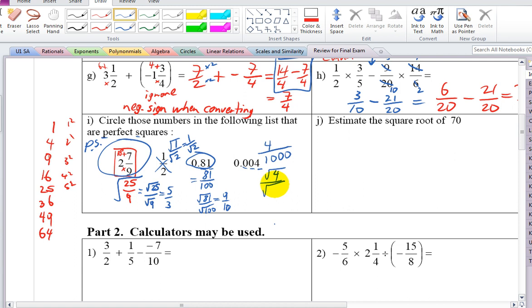No, that's actually 10,000. Okay, so this would be 2 over root 1,000. So it's not a perfect square. If that was 0.04, it would work, or 0.0004 would work. But because it's an odd number, it's not going to work. Okay. Any questions about that section?